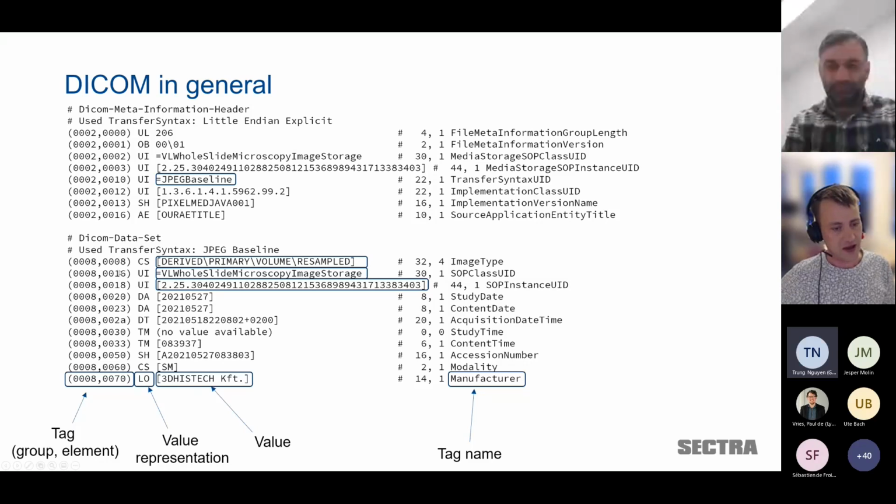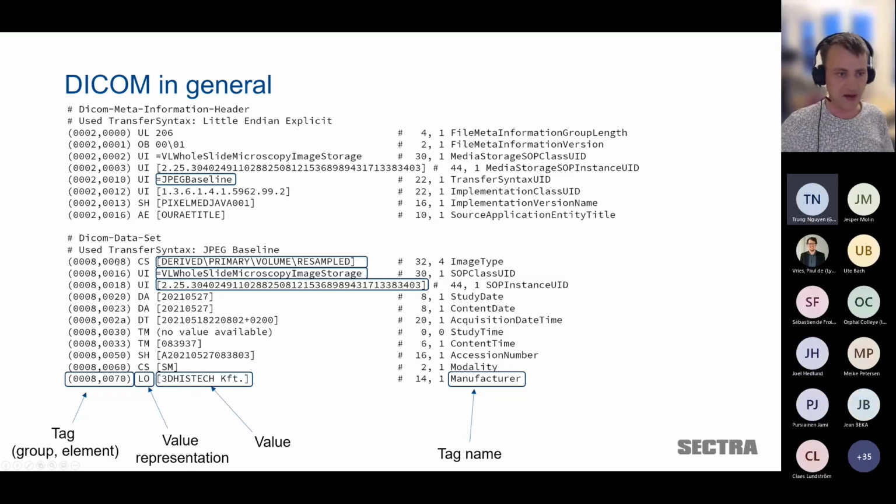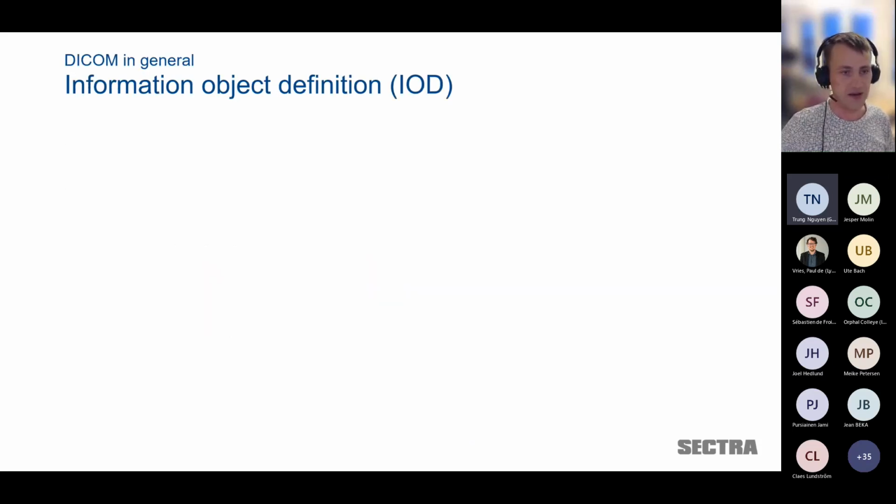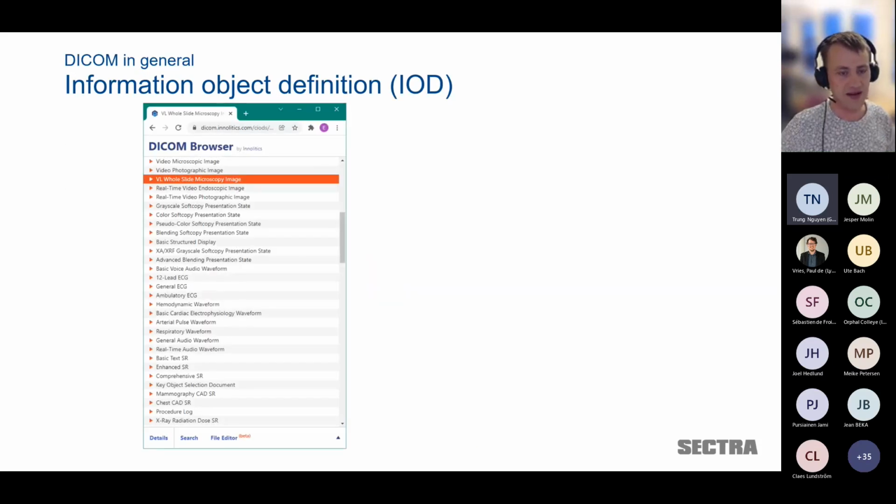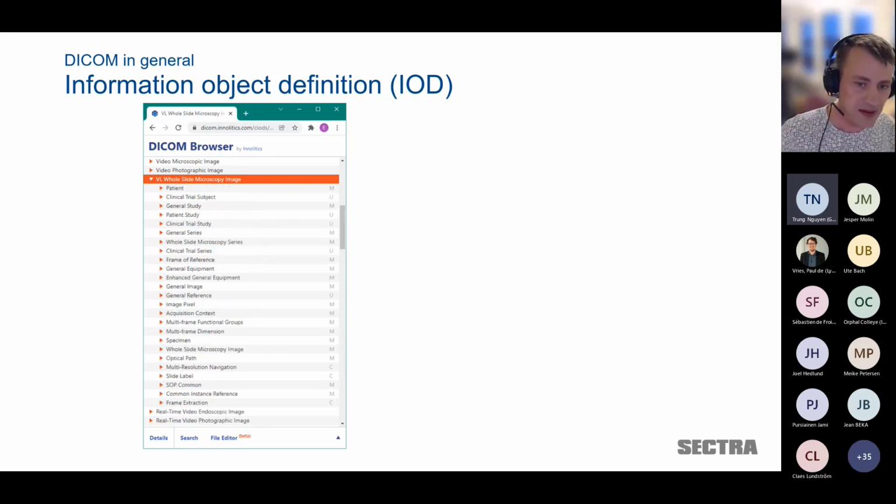So the DICOM file has a lot of tags. How do we know what tags are needed and what they mean? One thing you can do is go to this very nice DICOM browser by Innolitics, and you can, for example, look up what is needed for a VL whole slide microscopy image. If you go in here, we see a lot of so-called modules. Each of these things is a module. We have a patient module, we have an image pixel module, we have an optical path module.